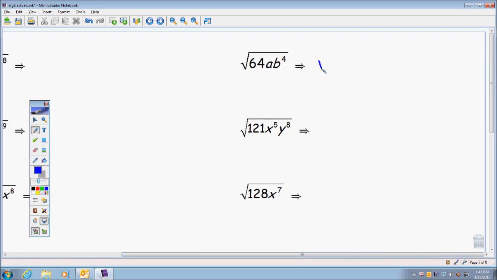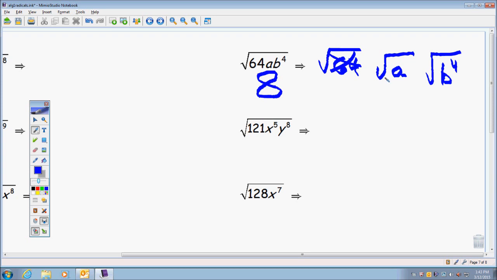Okay, radical 64 is 8. Pull out the number first. A, there's only an A, so it's radical A. Remember, that's odd, so that's not perfect. B to the 4, that's even, so we like it. Cut it in half. B squared. And then the one that's stuck inside is the odd one. Remember, that's a 1 stuck inside. We can't do anything with A. And we're done.